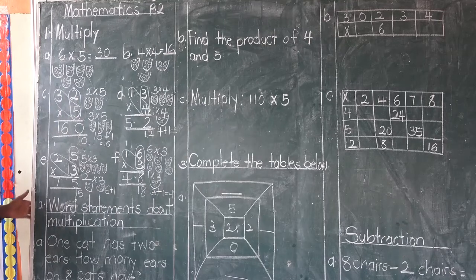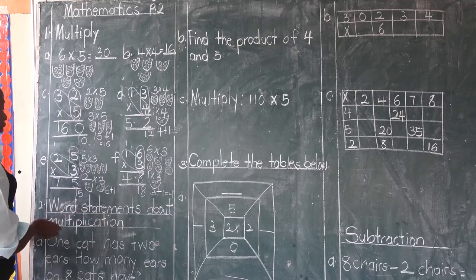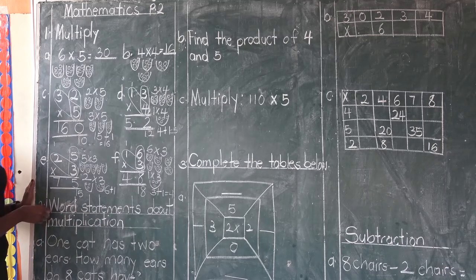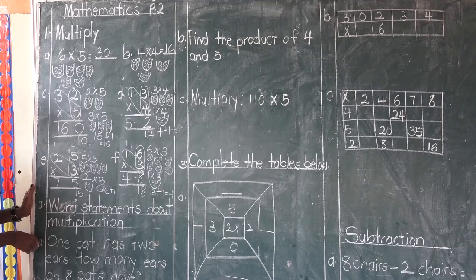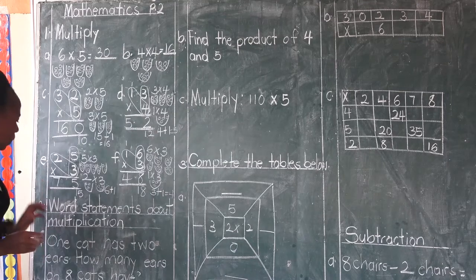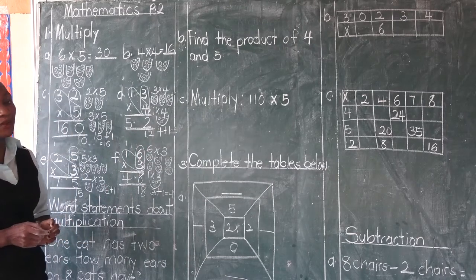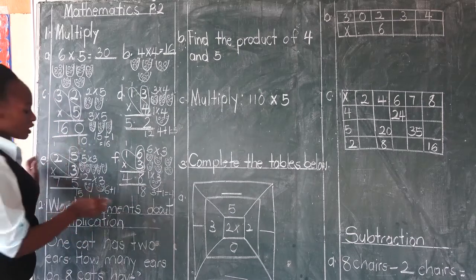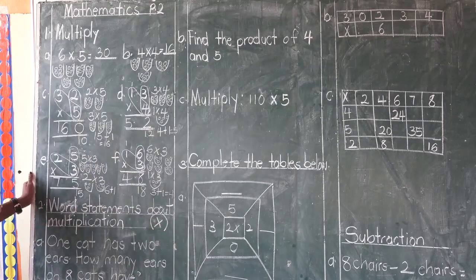Okay? Now let's look at word statements. Word statements about multiplication, or you can say the problems involving multiplication. It is still the same. Okay? Then our first number about word problems. But before we look at those statements of multiplication, we have some of the keywords whereby when we find those ones, we shall use this sign. That's the multiplication sign.